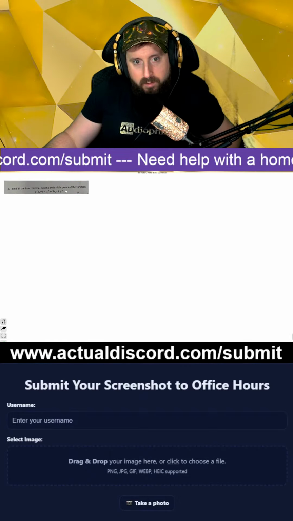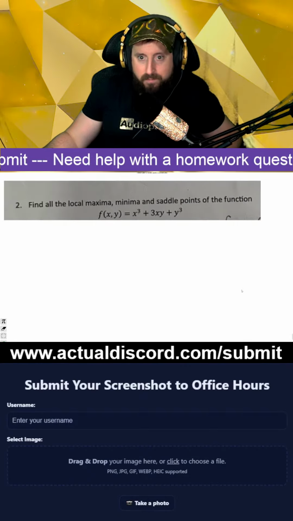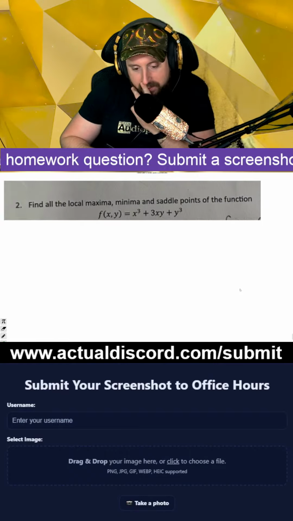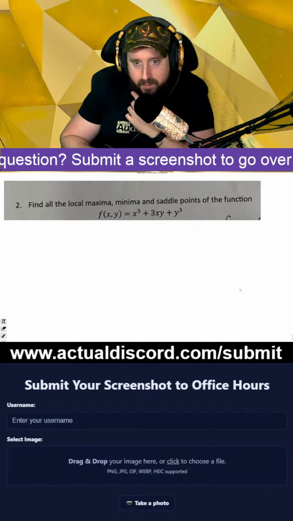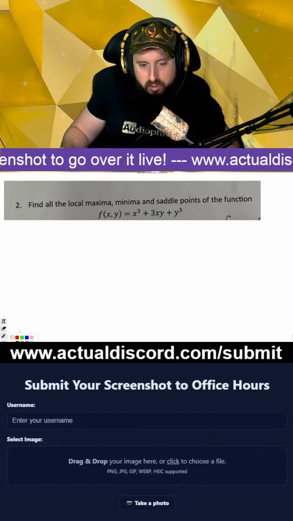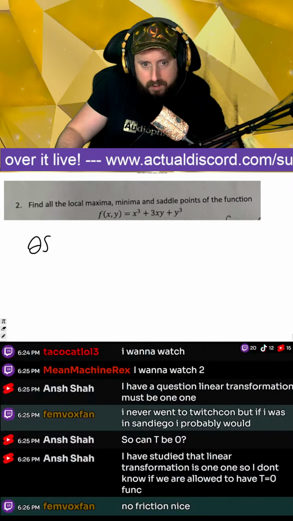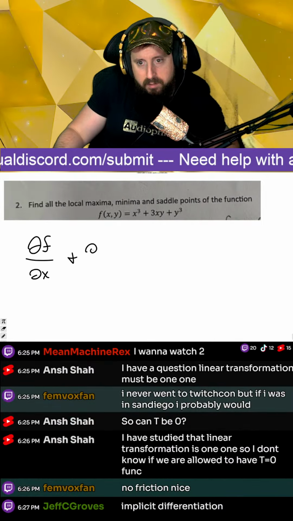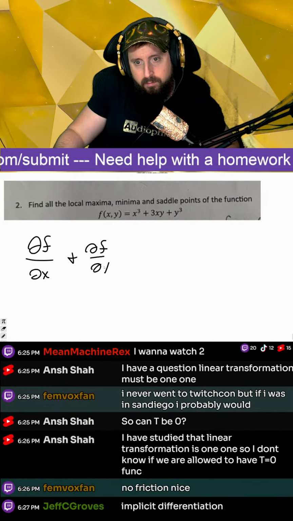Okay. A little bit more math. People want some math. Okay. Find all the local maxima, minima, and saddle points of the function. I believe what we have to do is find partial f, partial x, right? I've got to find df dx and df dy. Right?